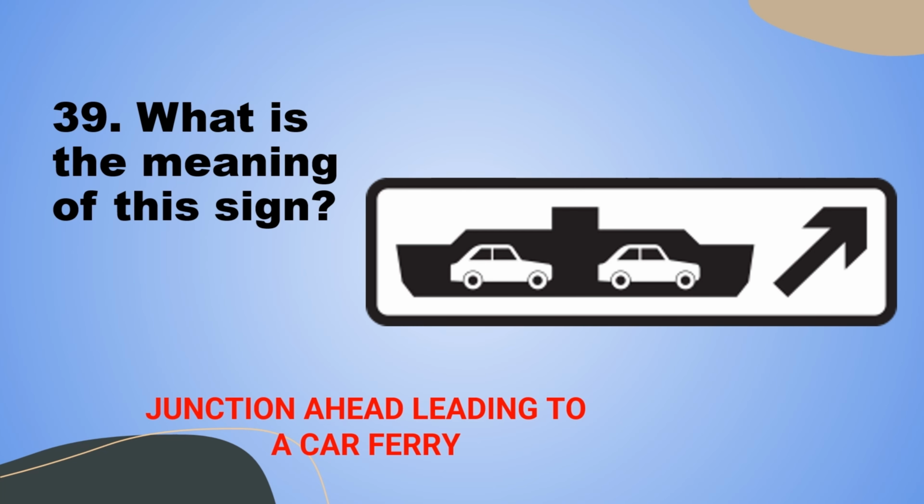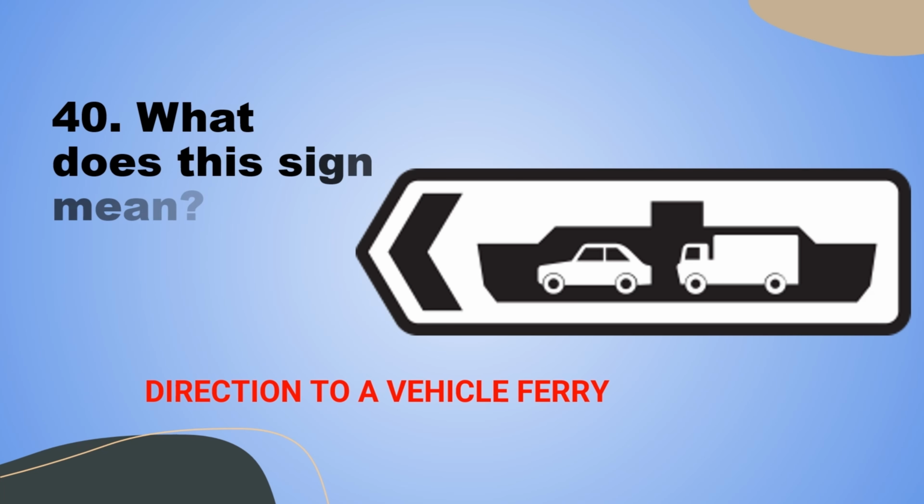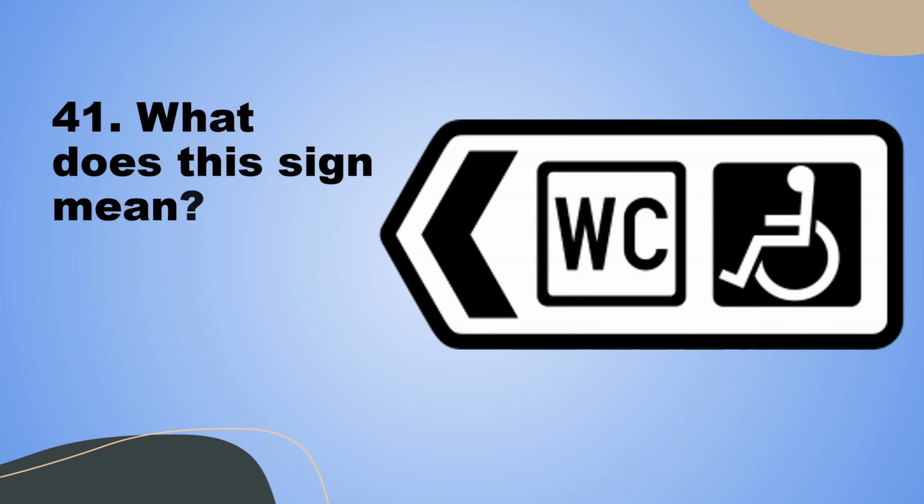Next question. What does this sign mean? It's very similar to the previous sign, but please pay attention to the symbols on the sign. This sign means the direction to a vehicle ferry. So if you have a look at this sign, it will show the direction. So on the left, you will get to the vehicle ferry. Next sign. What does this sign mean?